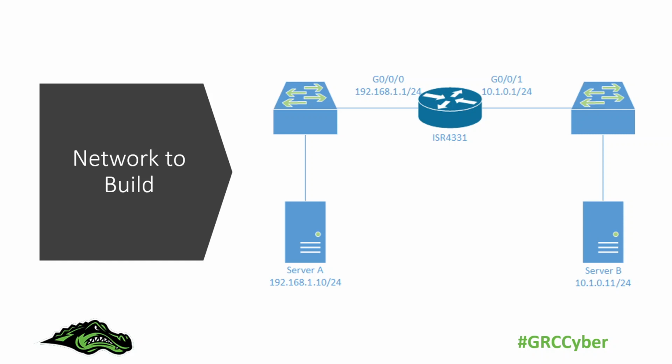Server A will have an IP address of 192.168.1.10 with a Class C subnet, and the gateway will be 192.168.1.1. Server B will have an IP address of 10.1.0.11 with a /24 network, and a gateway of 10.1.0.1. Let's go ahead and get those configured, and then we'll see how this can benefit us and some of the other features that work inside of these servers.